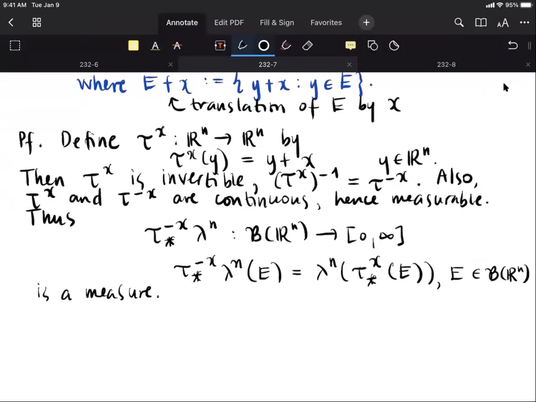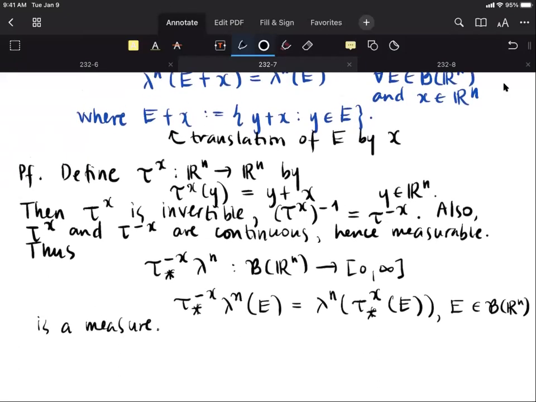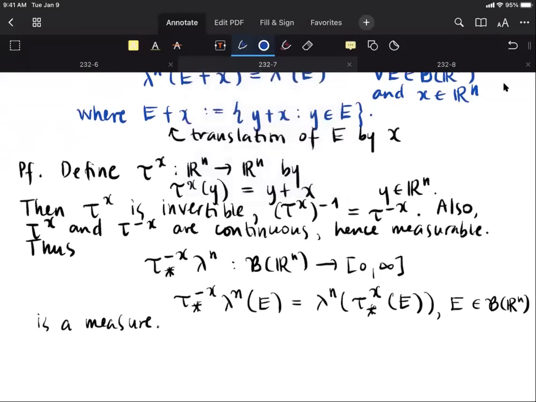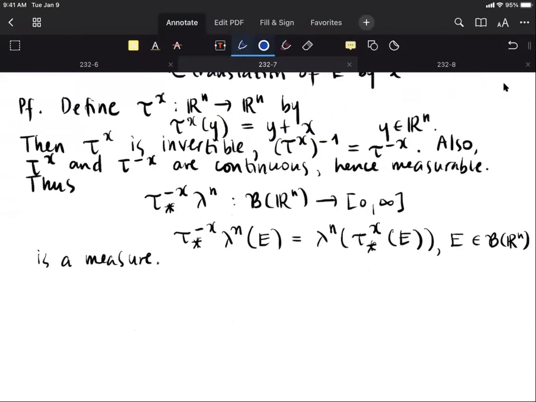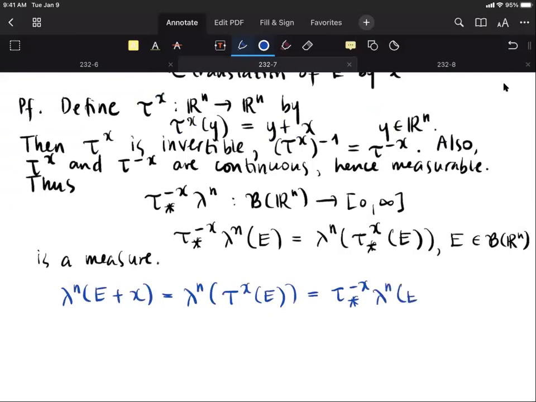Okay. So in this case, we can write lambda of E plus x as follows. E plus x is nothing but the image of E under this translation map t to the x. And from here, we know that this is the following image measure.